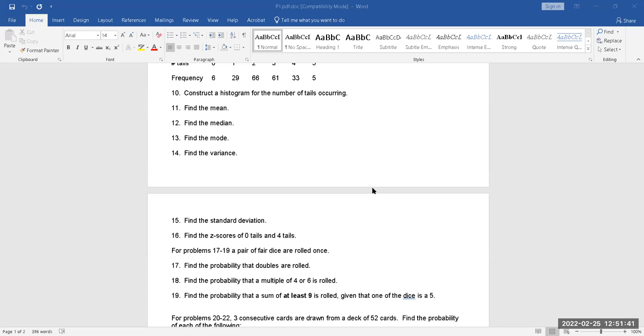So the question here is, zero tails, 4 tails. I want to calculate their Z-scores. Remember, my mean was just a little over 2.5. That means this 4 should have a positive Z-score because it's above average. 0 should have a negative Z-score because it's below average, right? Positive Z-score means you're above the mean. Negative Z-score means you're below the mean.